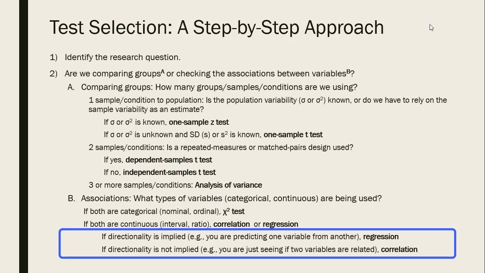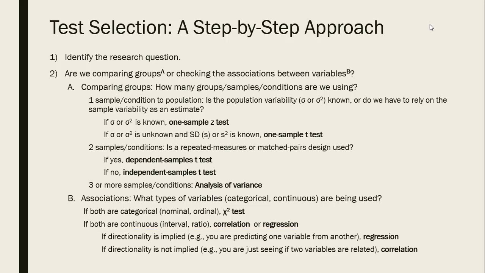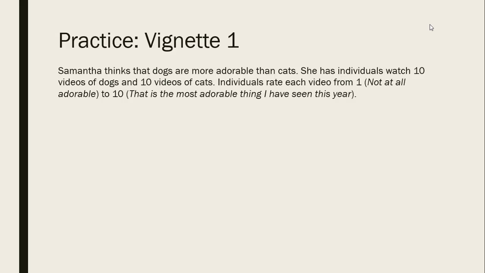And then the final step is, well, if I am doing a correlation or regression, which one am I doing? And the question is about directionality. Are we saying that A predicts B? Are we saying that A causes B? If so, we'll do a regression. If not, a correlation would be more appropriate. We're just looking to see, is there some form of relationship? So you may need to go back through that a couple of times.